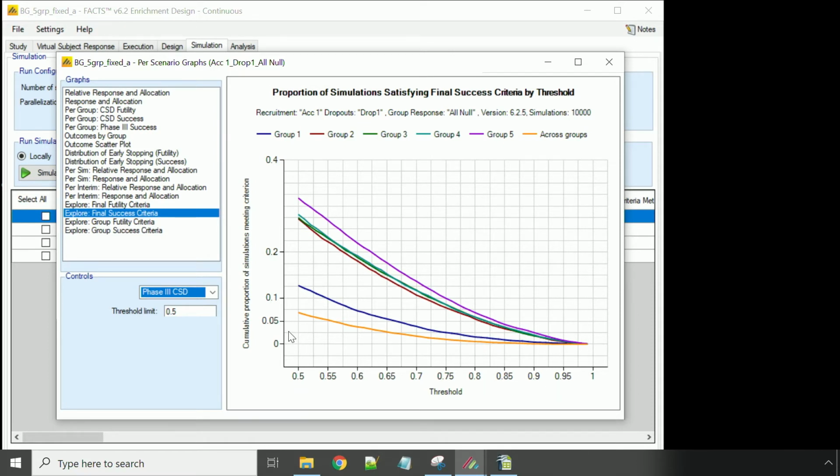So if I want a roughly 0.025 probability of success in the null case, so in other words I'm controlling my type 1 error at about 0.025, then this is telling me I need a threshold of about 0.65 for success for the across groups, about 0.75 for group 1, and about 0.85 for the smaller groups. Or actually, sorry, 0.875 for the smaller groups, which were the numbers I actually used.